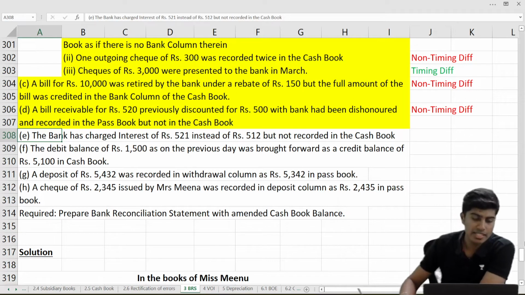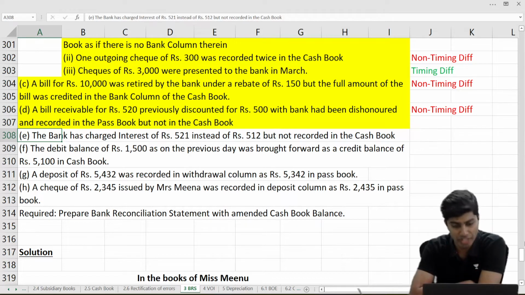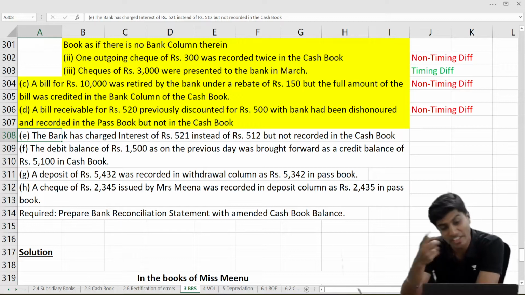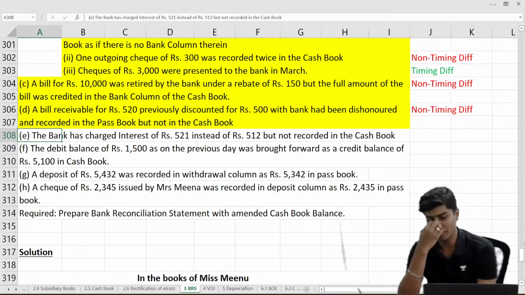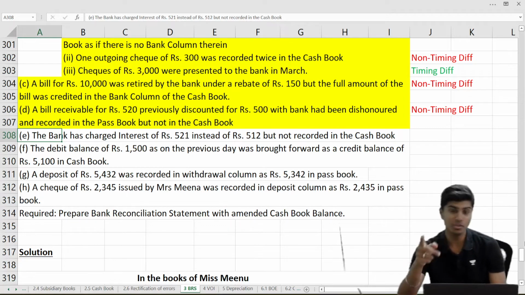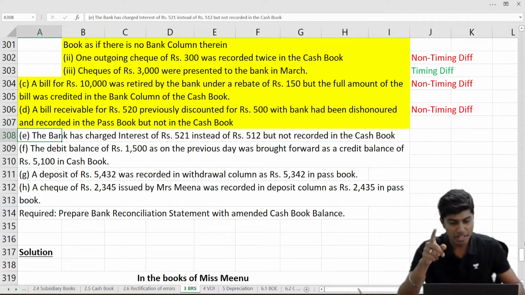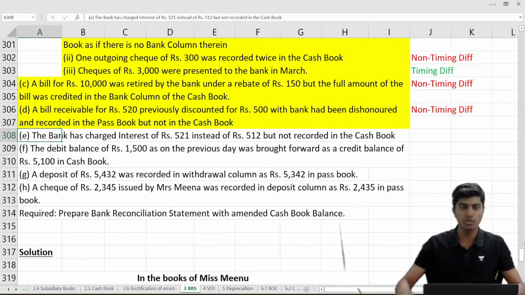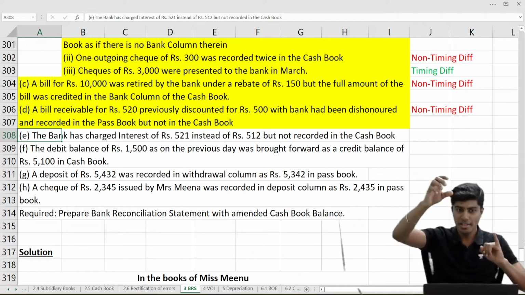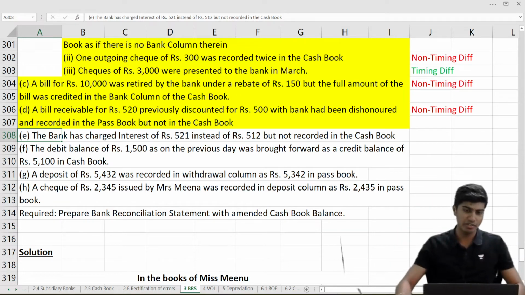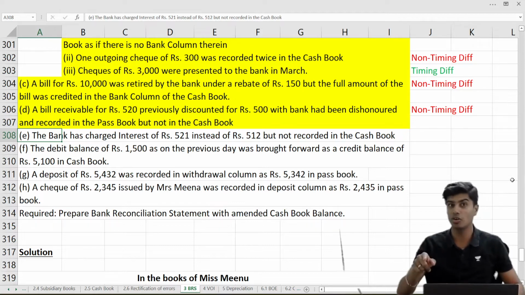The bank has charged interest of rupees 521 instead of 512. The bank has made an error. The correct amount of interest is 512, so 512 should be charged. The bank has charged 521, and this has not been recorded in cash. When the interest is charged, the balance as per passbook will decrease. The cash book balance has not decreased, so it will decrease our cash book balance by 512. And this is both a timing and non-timing difference.